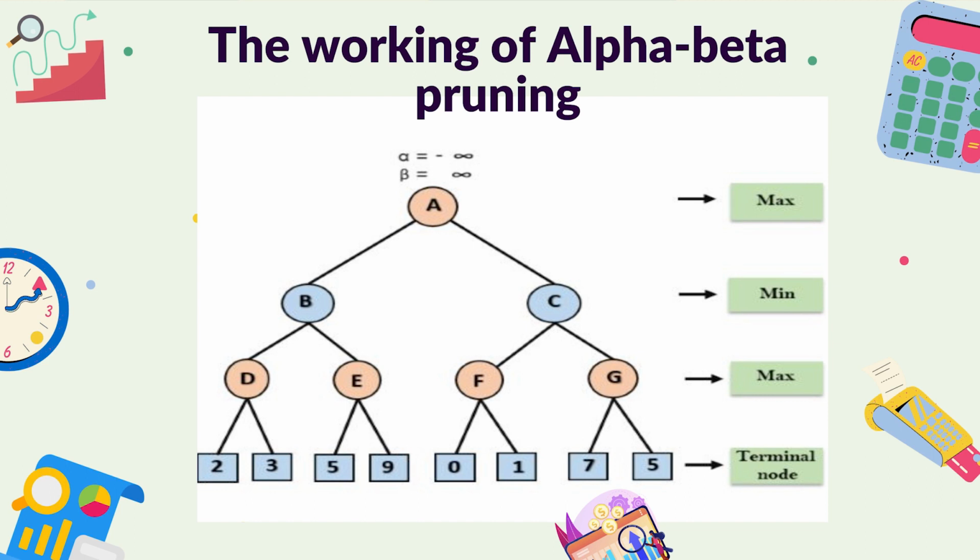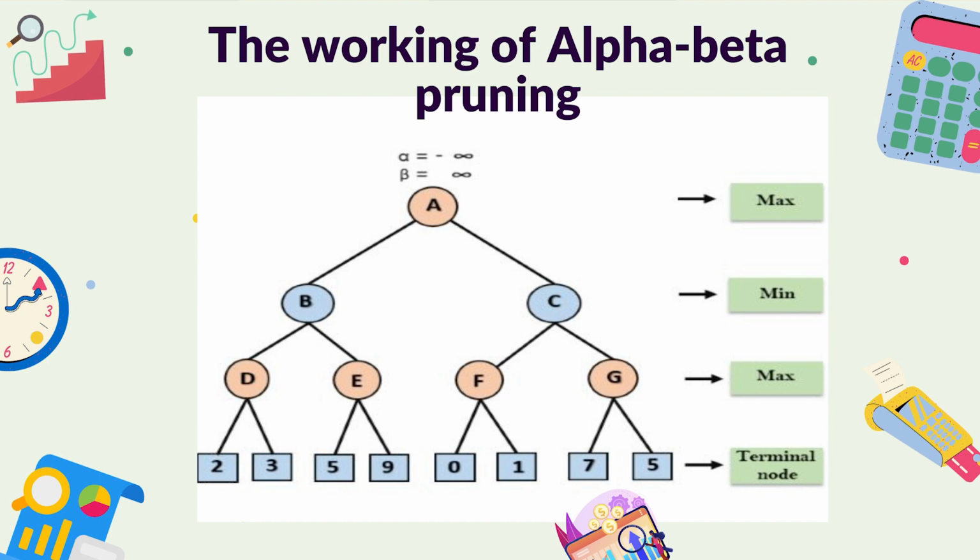Here in this diagram, you can see how we distribute the values of alpha and beta. In the parent node A, we have alpha is equal to minus infinity and beta is equal to plus infinity. Here we have the parent node as max player, then we have min player, then max player, and in the terminal we have values for each node. D has the values 2, 3, then E has the children 5 and 9, then F is equal to 0, 1 and G is 7, 5. So, we have to explore these values using alpha and beta cutoff.